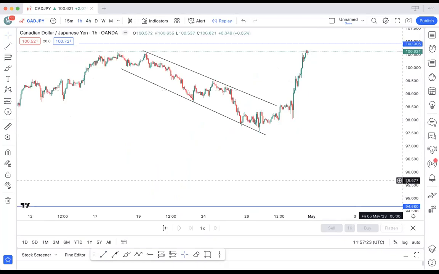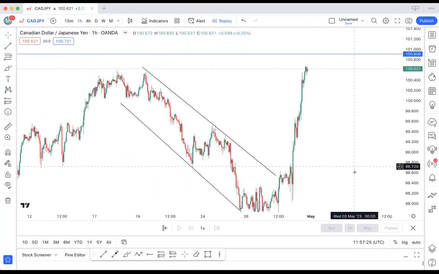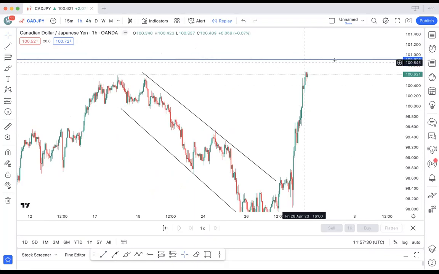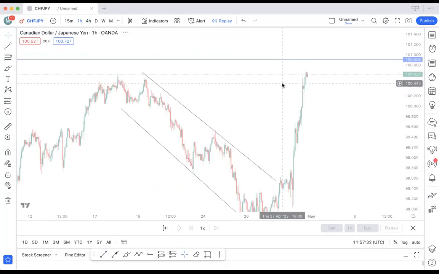So on the smaller time frame, what are we looking for? So with this pair, I think we should leave it because the target is almost reached. So there's no point in executing on this one. So let us focus on other pairs.